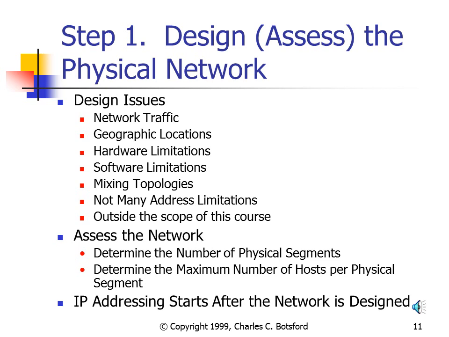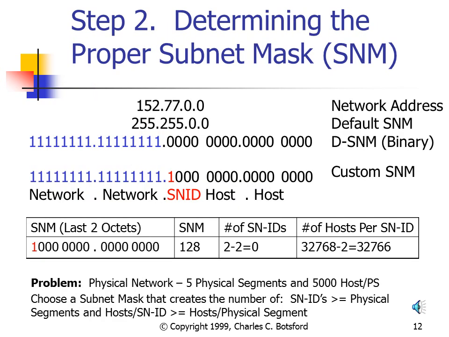But from an IP addressing perspective, what we need to do is to assess the network and determine the number of physical segments on the network, and also determine the maximum number of hosts on any physical segment, because that will directly impact how we set up our IP addresses, because IP addressing really starts after the physical network is in place. Step 2, determining the proper subnet mask.